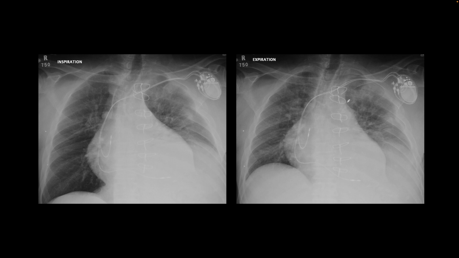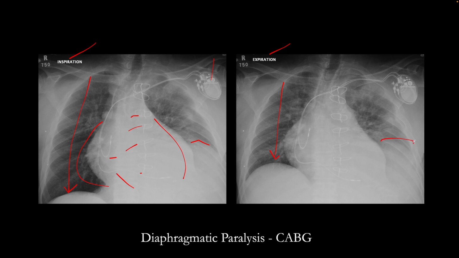Here is our next patient, and we have two sets of plain films on inspiration and expiration showing an enlarged cardiac silhouette, prior changes of sternotomy, and a left chest wall cardiac device with two leads. And between the two images, we find that on inspiration on the right side, the diaphragm has moved down compared to expiration, but on the left side, the position of the diaphragm is the same between inspiration and expiration. And so that tells us that this patient has had a diaphragmatic paralysis.